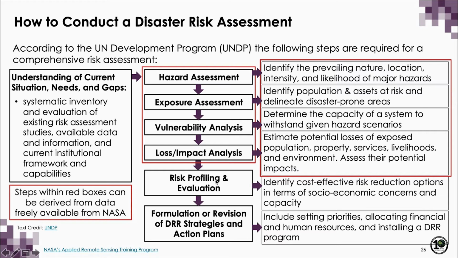These lead to risk profiling and evaluation, which is identification of cost-effective risk reduction options in terms of socioeconomic concerns and capacity. And that leads to formulation or revision of DRR strategies and action plans, and that leads to proper disaster risk management. The steps shown in these red boxes can be accomplished by using open source NASA data, and that is the focus of our next section.